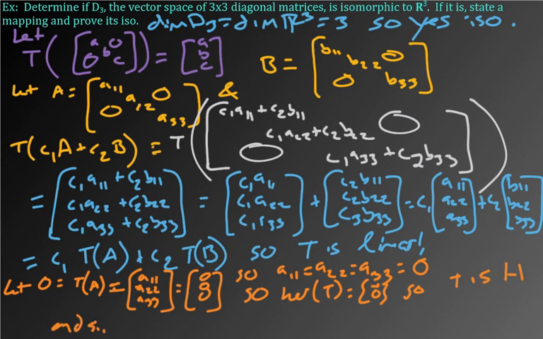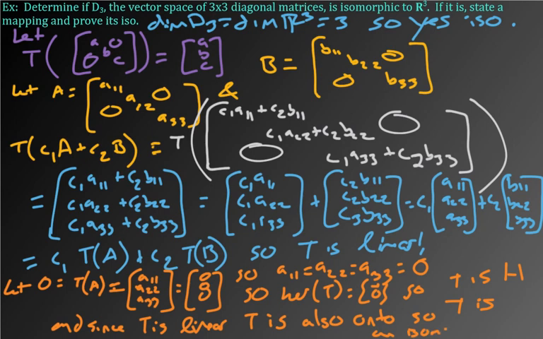And since T is linear, by that theorem I didn't prove, T is also onto. So T is an isomorphism. I'm running out of room here. So T is an isomorphism. All right.